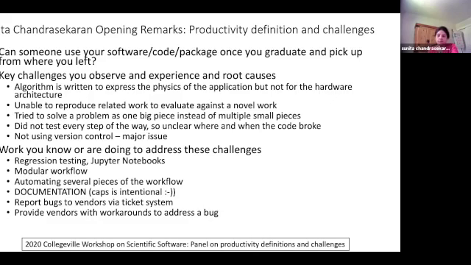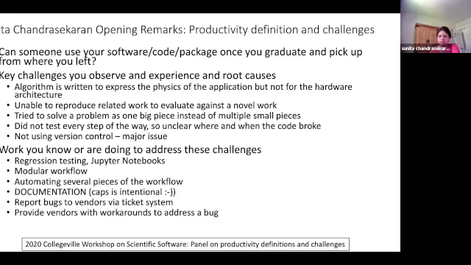So you want to do that with a bigger piece of code, but especially when you have computational scientists and domain scientists working together, because you want to make sure you don't lose accuracy, sensitivity, kind of important domain metrics. If you don't use version control, you have a major issue. So basically the solutions have been regression testing, Jupyter notebooks, modular workflow, and automating several pieces of the workflow.